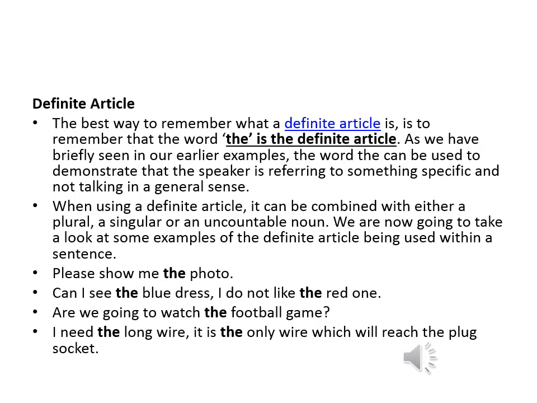Are we going to watch the football game? So that means they are referring to a specific football game. I need the long wire. It is the only wire which will reach the plug socket.